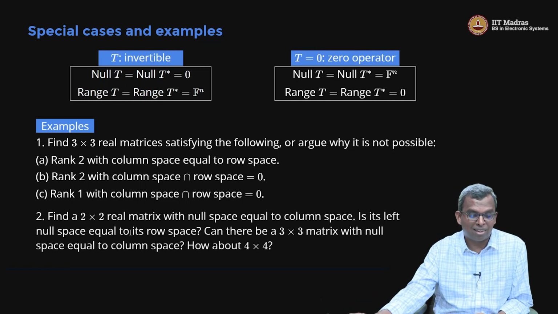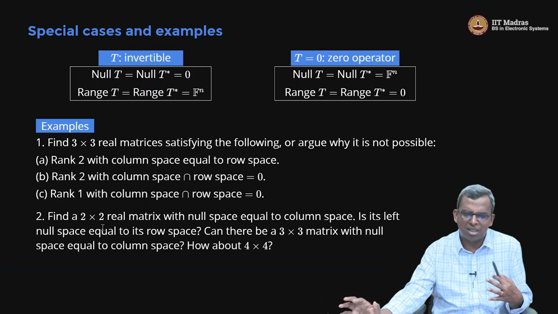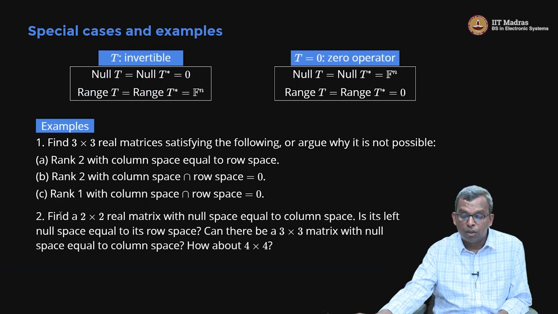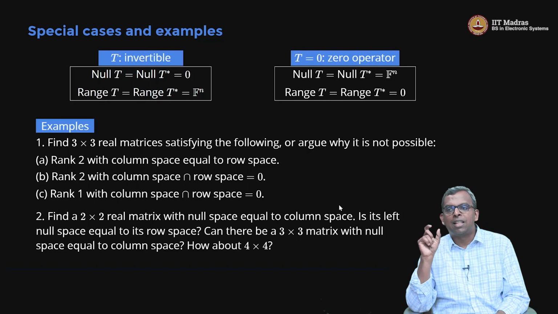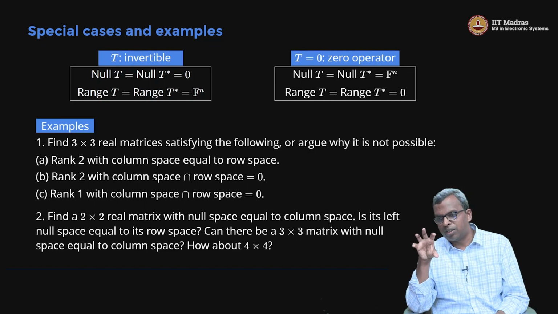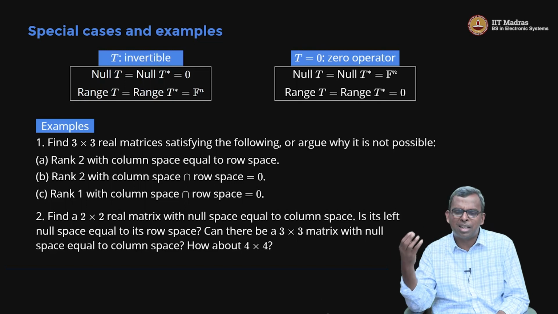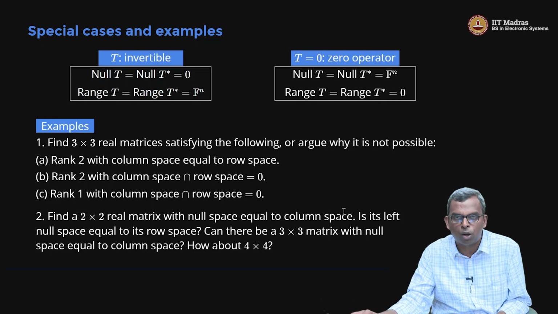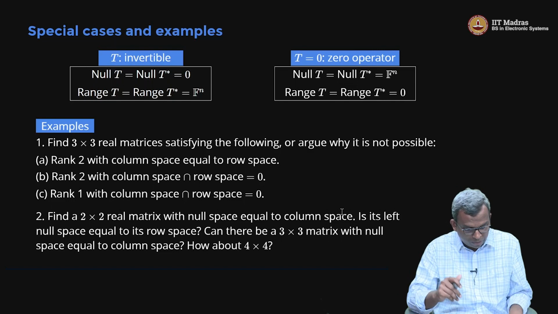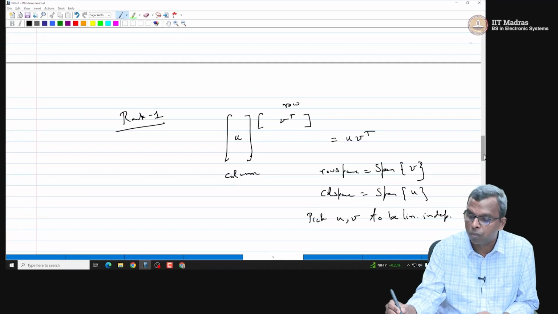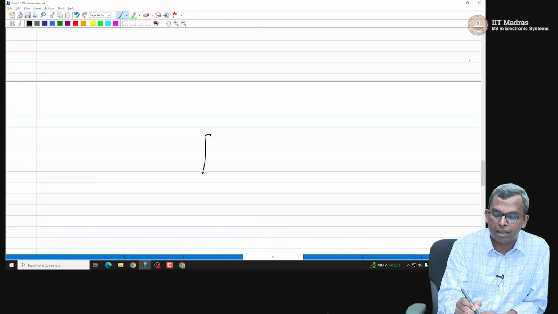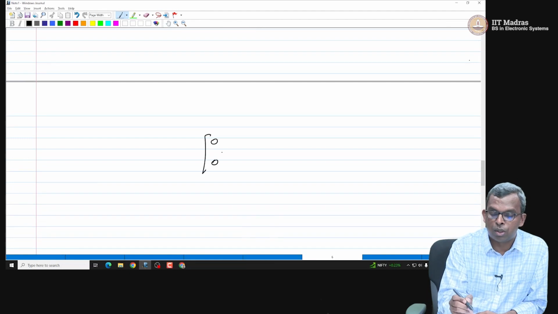Here is another little tricky question, working with null spaces, column spaces and all that. You have to find a 2 by 2 real matrix with null space equal to column space. Now, this is also a little bit tricky. You have to pick it carefully. We have seen an example like this before, but think about it. One very simple example, for instance, is to pick something like this: 0 0 and 1 0, a matrix like this.